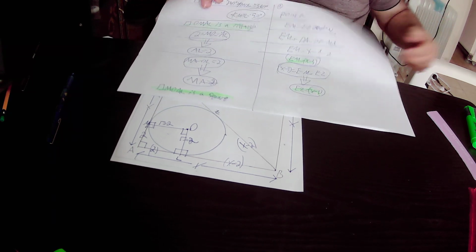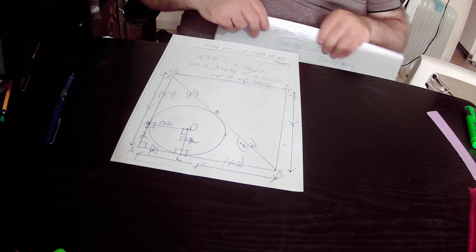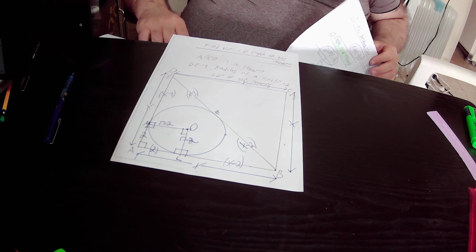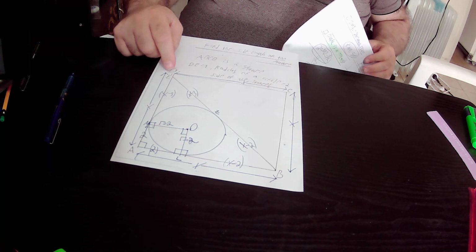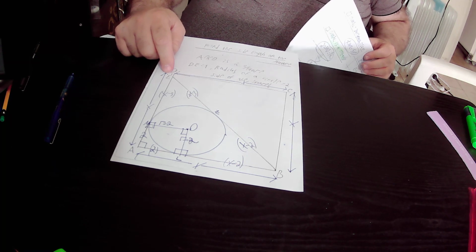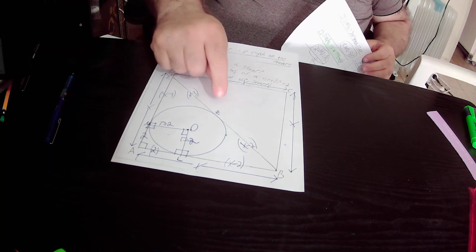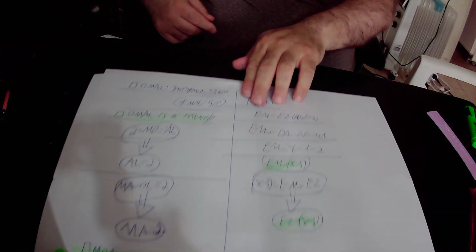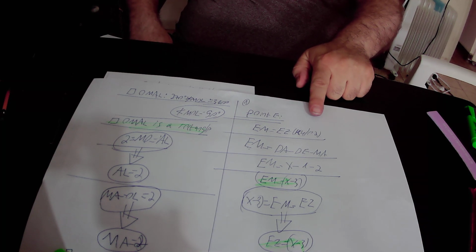Then I presented to you rule number 2. According to rule number 2, the lengths of two tangents from a common external point to a circle are equal. So we'll focus on the common external point E. From point E, we have two tangents to the circle, tangent EM and tangent EZ. And according to rule number 2, they are equal to each other. EM equals EZ.